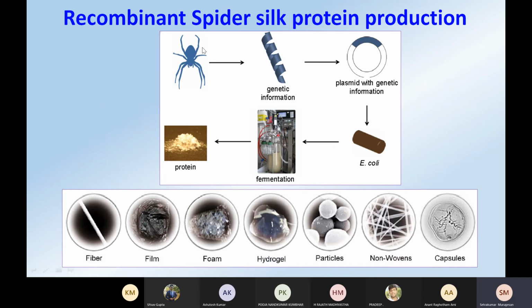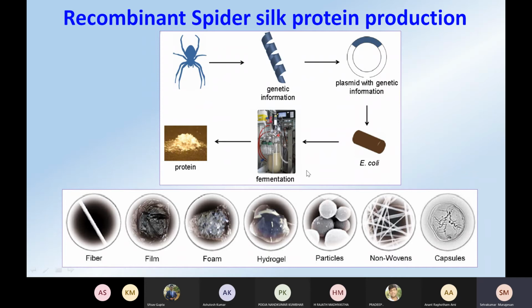So for our case, first we have obtained the spider's web information, the genetic information, and then we have prepared the plasmid with that obtained genetic information, and we passed this to the E. coli based substrate to start the fermentation technique.